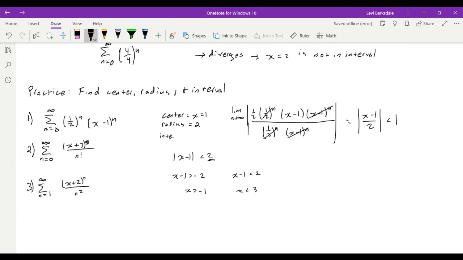And for our interval, we would have to plug in our endpoints. When x is negative 1, we would have negative 2 to the n times 1/2 to the n, which gives us negative 1 to the nth. Because that fails the nth term test, it diverges. Same thing when x is equal to 3. We would get 2 over 2, which is 1 to the nth. So our interval would just be negative 1. Oops, not inclusive. Negative 1 should be smaller than x, which should in turn be smaller than 3. That would be our answer for number 1.